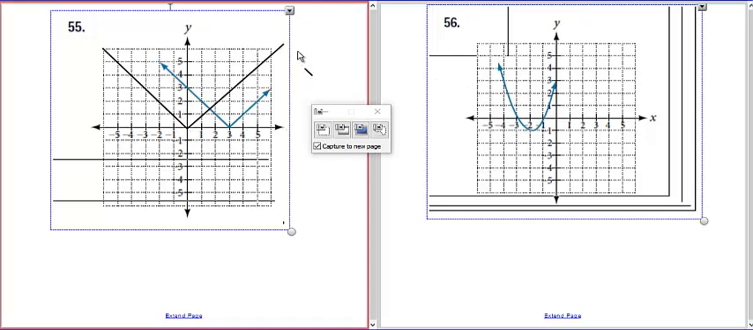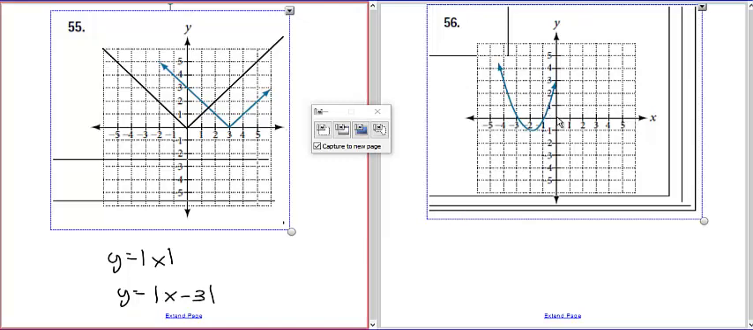My cursor's acting a little strange here. Okay, get rid of these little extra things that are sitting out here. So you can see it's an absolute value function. The only thing that I've switched is I've moved the x-axis. So if you think about the parent function, it's this. And the only thing that's different is that the x-coordinates have moved 3 units to the right. So it's going to be x minus 3.